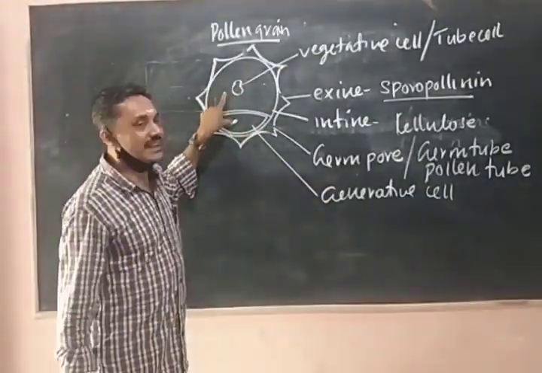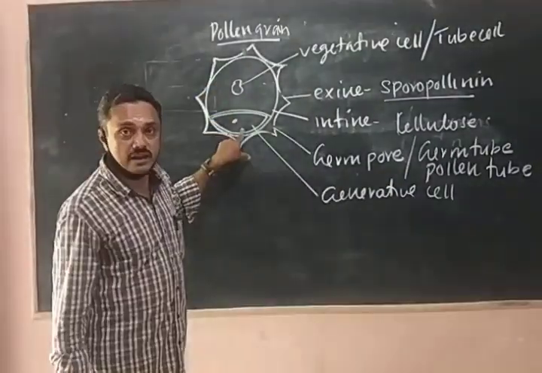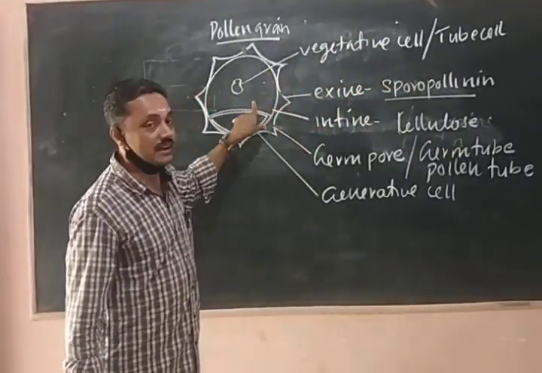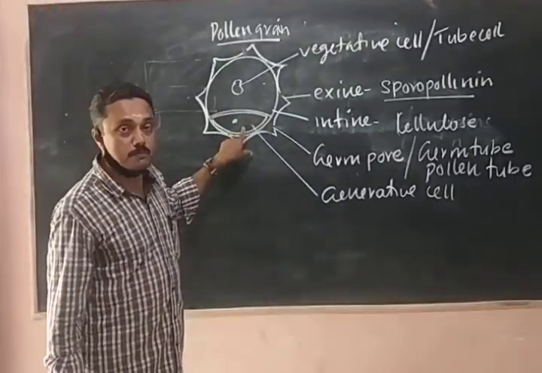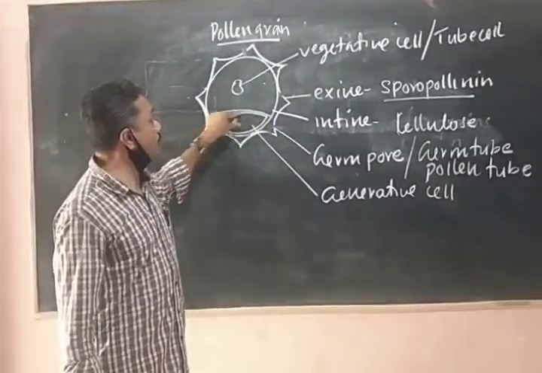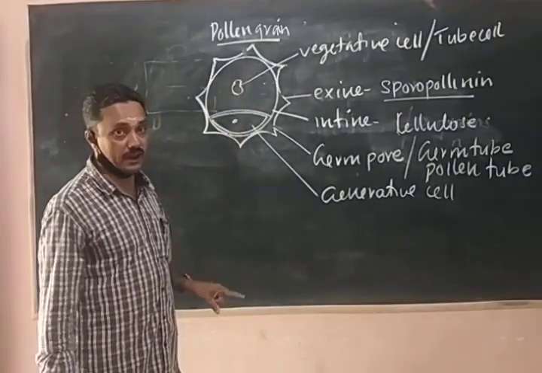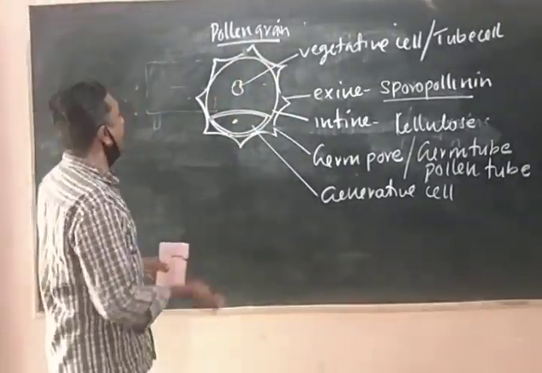Then inside, there are two cells: a large vegetative cell and a small generative cell. The vegetative cell is otherwise called the tube cell. It is large in size, sometimes irregular in shape, and the generative cell is small in size. It is spindle shaped, both ends pointed. So this is the structure of the pollen grain. And pollen grains are coming out of the anther at this stage.